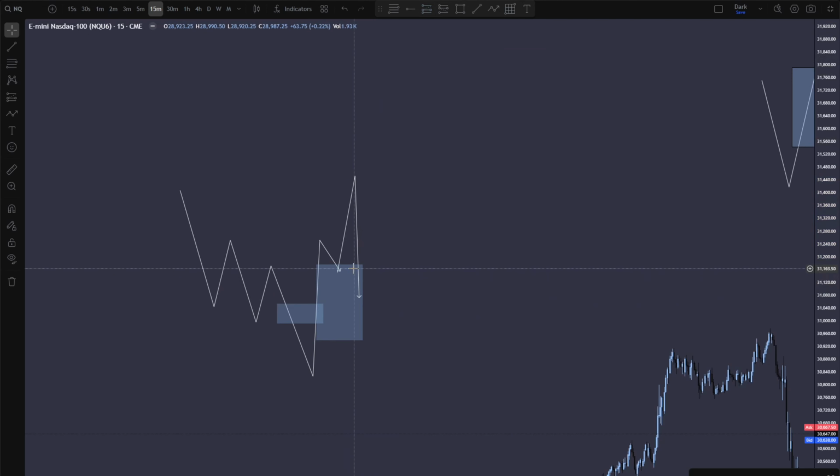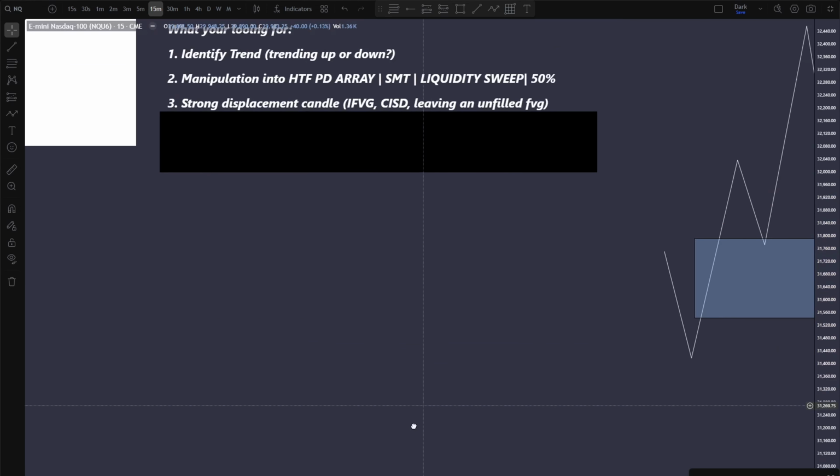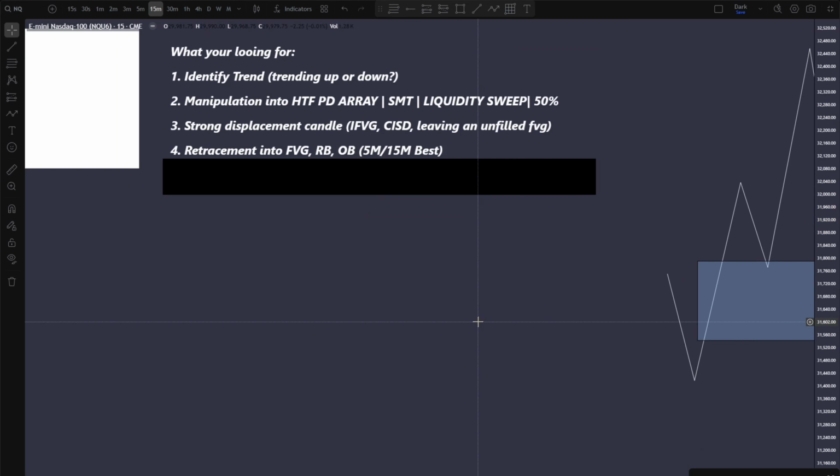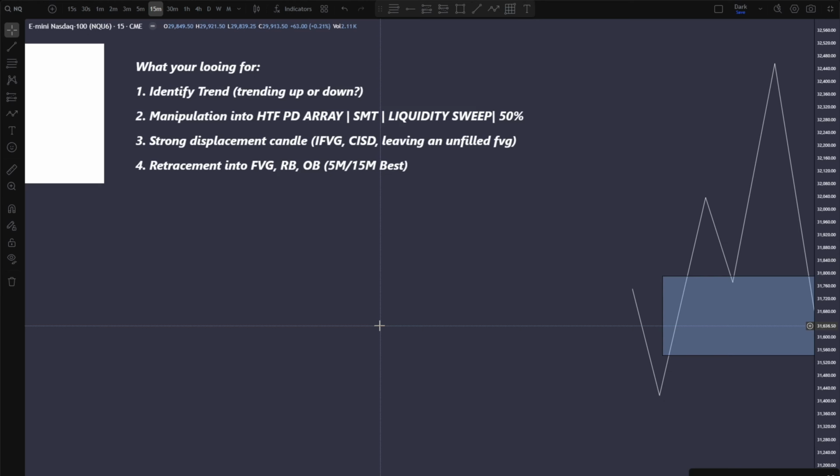So then price can leave it and then come back and fill it, and then that's where we look to enter, right? So I'm going to show you on the live market as well what a good example looks like. But after that, you are going to look for retracement into the fair value gap, rejection block, order block, and I'd say the 5 minute or 15 minute fair value gaps, or just any of these on the higher time frame are best, just because you'll probably get the bigger move. You can use the 1 minute, but the 5 minute probably gives you the best entry.